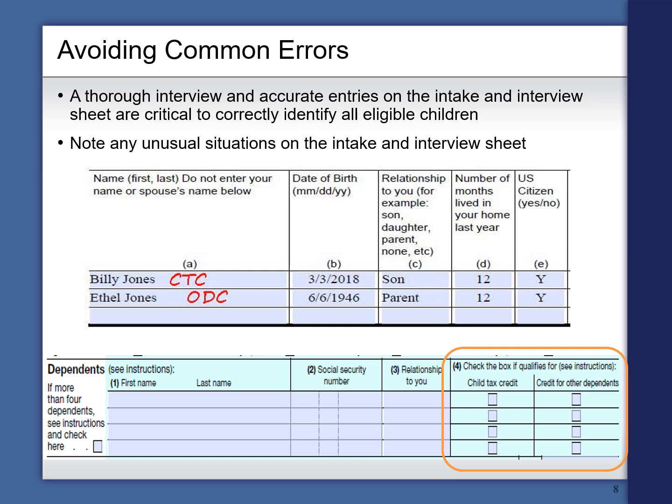You should also note any unusual situations on the intake and interview sheet. In this example, we would expect to see that TaxSlayer entered the dependents' names and checked the appropriate boxes on the 1040.